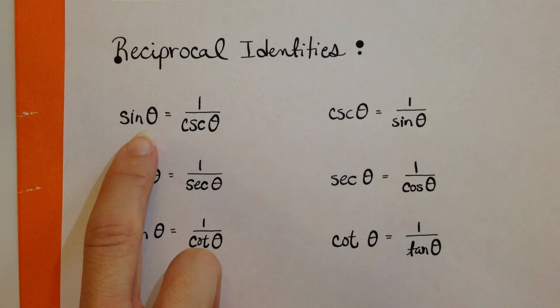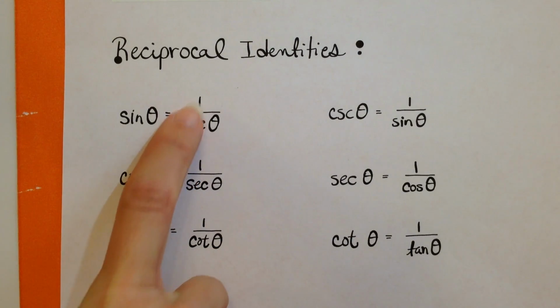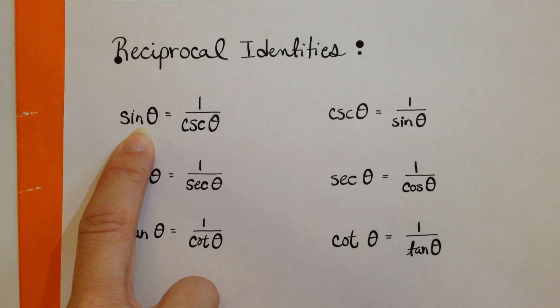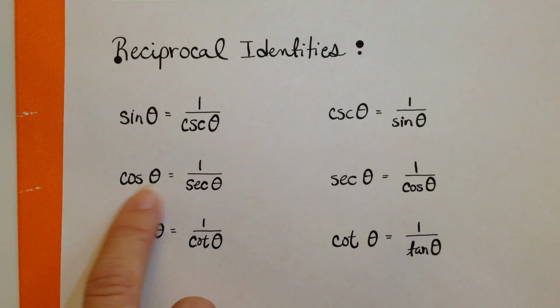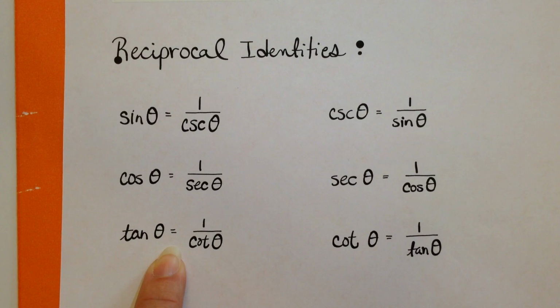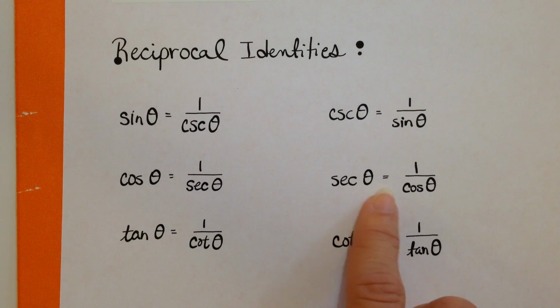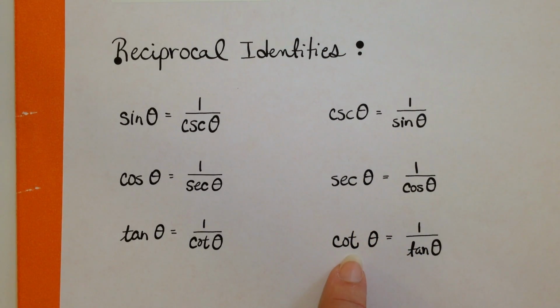So let's say that you know the value of cosecant, then you could do 1 divided by that value, and that would give you the reciprocal, which would be your sine value. So cosine would be 1 over secant, tangent would be 1 over cotangent, and these three are just the reverse of these. So you have cosecant would be equal to 1 over sine, secant would be equal to 1 over cosine, and cotangent would be equal to 1 over tangent. So like I said, that's just going back to how we saw the identities matched up before.